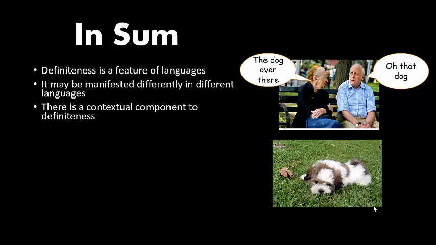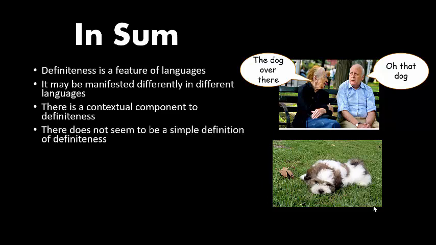There is, though, clearly a contextual component to definiteness. That is, how we actually use them is going to be contextual in nature. And there does not seem to be a simple definition of definiteness. We can't just simply say these are the necessary and sufficient conditions for being a definite noun phrase. We could list them perhaps for a given language, but we can't decide what determines whether a particular entity is going to be referred to using a definite or an indefinite description.